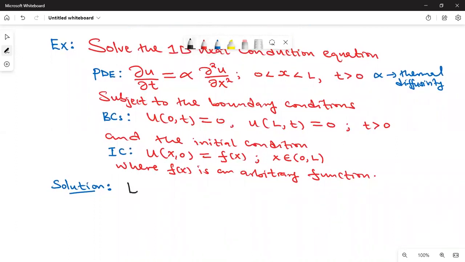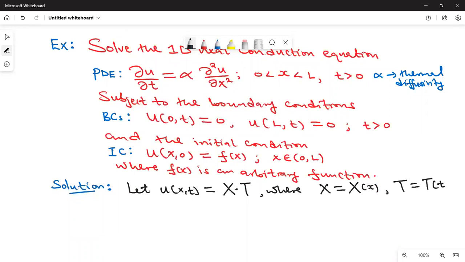let u of x, t. You see, in our equation, the independent variables are x and t, and the dependent variable is u. So u depends on x and t. That's why we are saying u of x, t equals X capital times T capital, where X capital is a function of x and T is a function of t only.